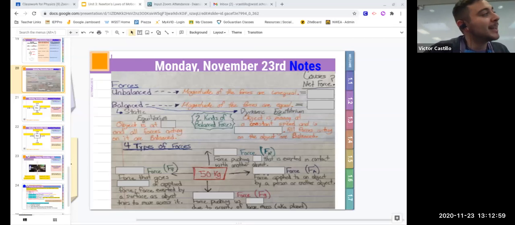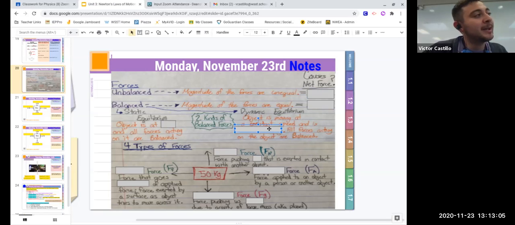So we're officially on slide 20 for our notes. Remember, we have this text box right here where you can type in your answers as the notes as we follow along. If you have any questions, just put them in the chat box and I'll answer them accordingly. Okay, so let's get started. Okay, slide 20 for notes.